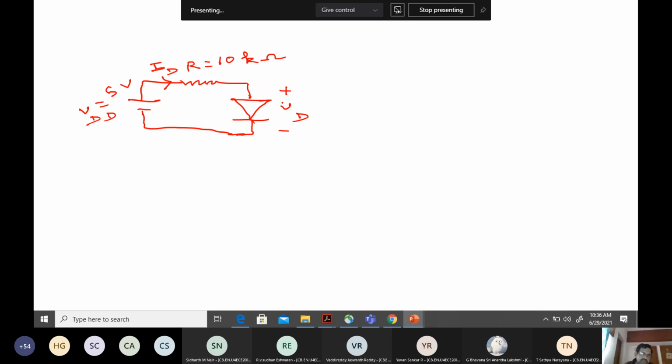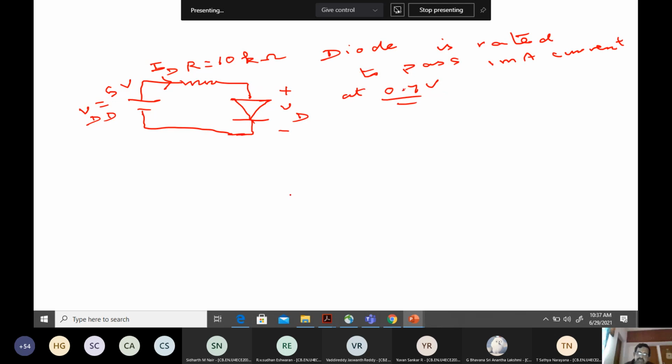To perform accurate analysis and the constant voltage drop model, and find what do we get. So the diode is rated to pass 1 milliampere current at 0.7 volt. So that's a given thing.